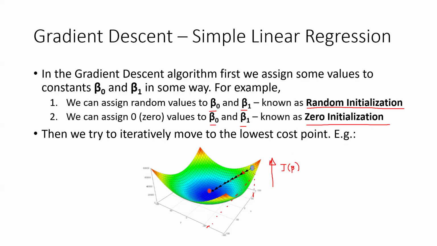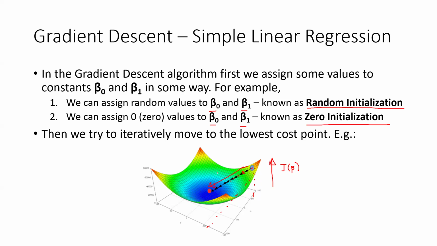Then wherever we have started, we can iteratively move to the optimum point where the J beta is minimized. The idea is that we move in the direction where the J beta is minimum, step by step, right? You may think, why can't we simply move from this point to this point in a single step?